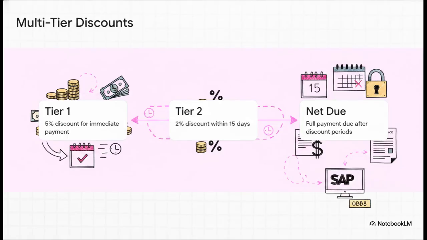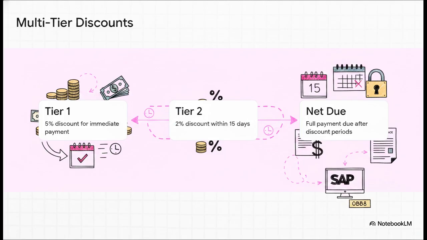Let's walk through a real-world, multi-tiered discount example so you can really visualize this. Look at Tier 1. Boom. You get a generous 5% discount for immediate payment. But hey, if you miss that window, no problem at all. Tier 2 kicks in, offering a 2% discount if you pay within 15 days. Finally, if you drag it out past that 15-day mark, the net due hits. That means full payment is required, 0 discount.